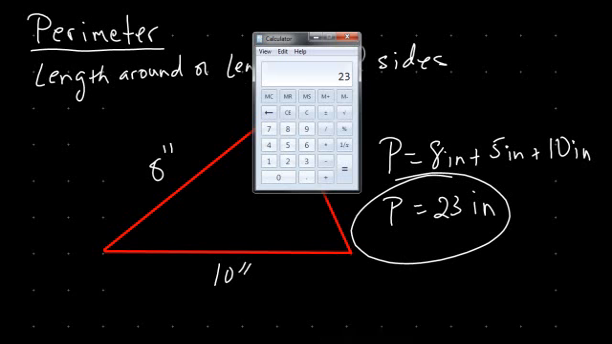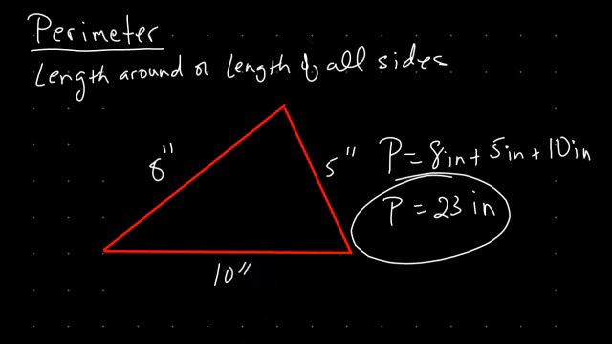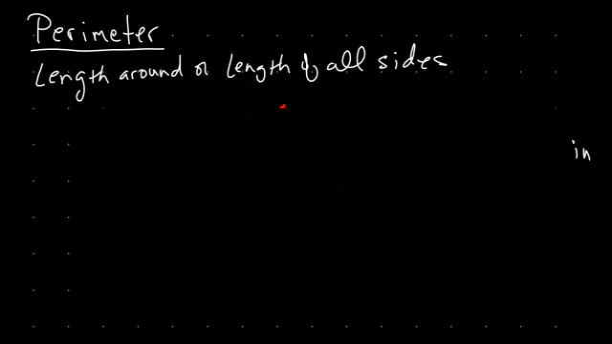Okay, so again, the perimeter of this triangle is 23 inches. And again, I can't emphasize enough that the perimeter is just measuring around something. So let's do one more in this little video before we sign off. Let's go in blue this time. We've had a triangle and a rectangle, but it doesn't matter what it is. If it's got straight sides, it doesn't matter what you call it. To get its perimeter, you just measure around it.